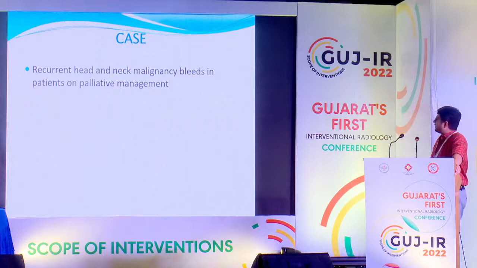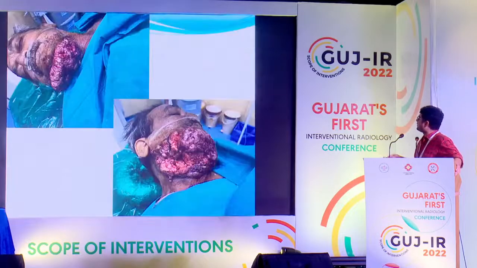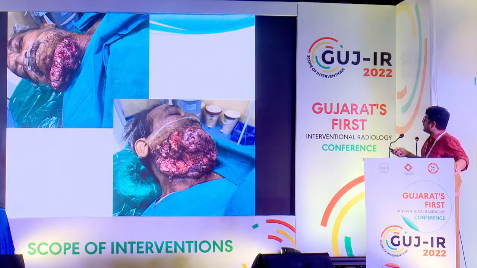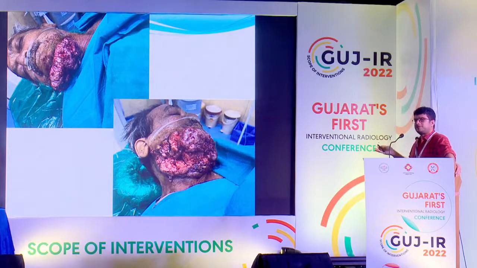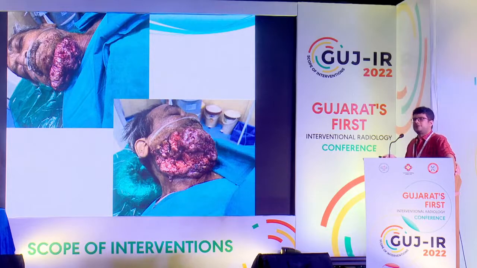Coming to head and neck malignancy bleeds, these patients are not poor. They had gone for homeopathic and Ayurvedic treatments. This is not common, but they opt for other treatments, and then after naturotherapy treatment of 3 to 6 months, they present with this kind of bleed, and it is very difficult to stop. But we do an angio, and we occlude all the arteries going to the tumor and try to stop the bleed.